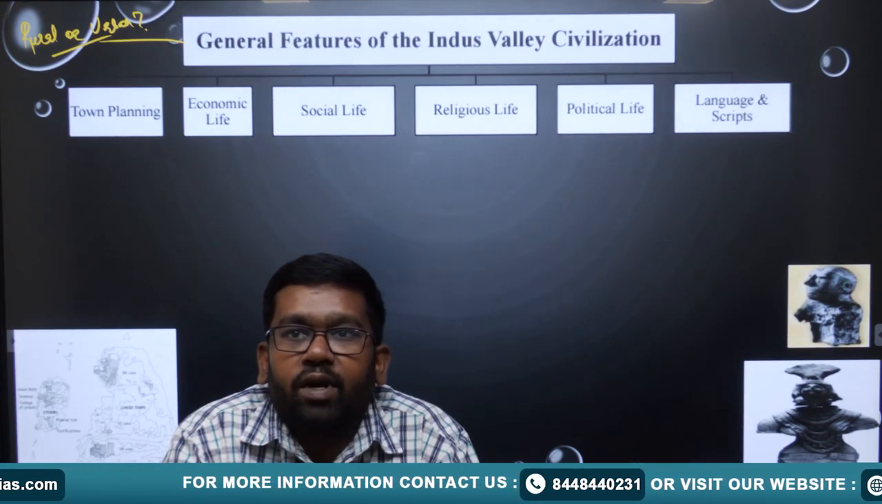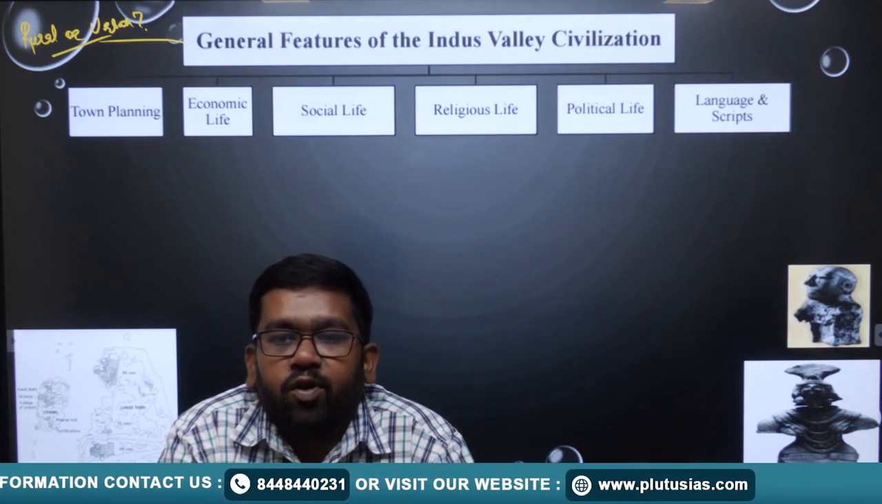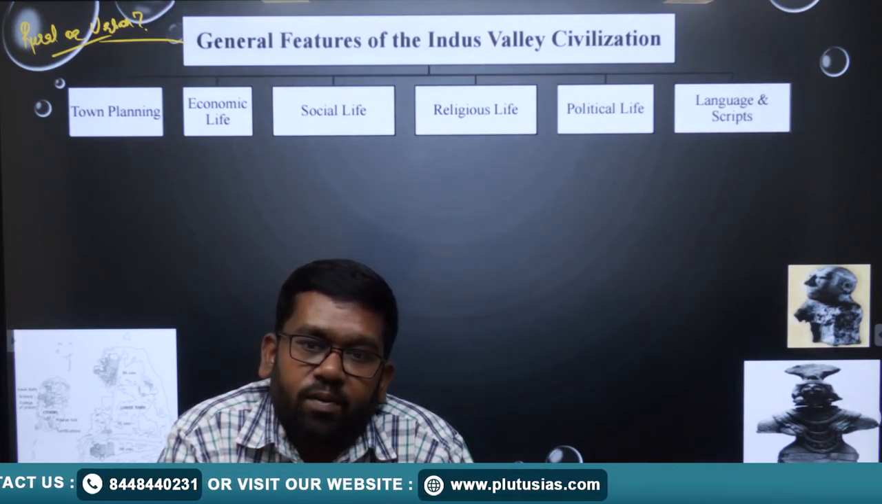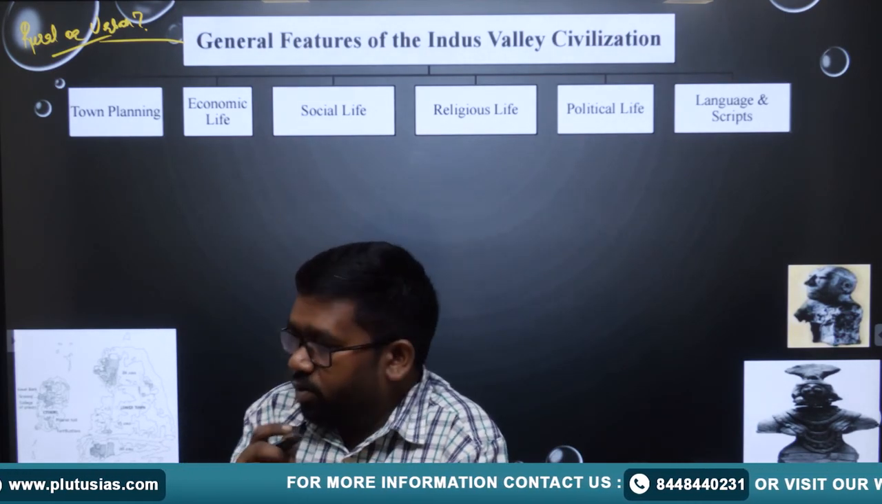So let us discuss the most important and general features of the Indus Valley civilization. One of the first features is town planning, that their towns were well planned. How were their towns well planned? Let us discuss one by one.